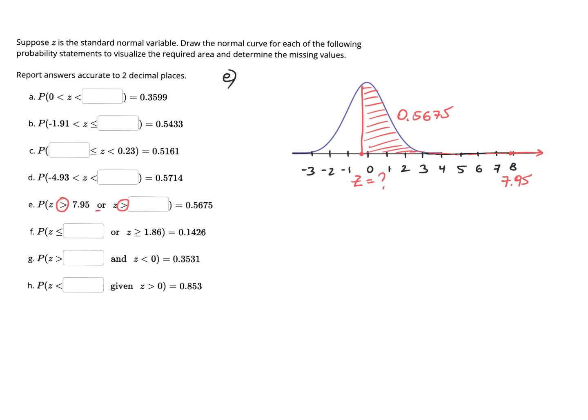And the word or in probability means we're going to take anything that is to the right of 7.95, which means in that direction, or everything that is to the right of this mystery z-score, or both. Or in probability is inclusive. So I really am looking for the z-score that separates 0.5675 on the right side from the rest of the area under the curve. How do I do that?